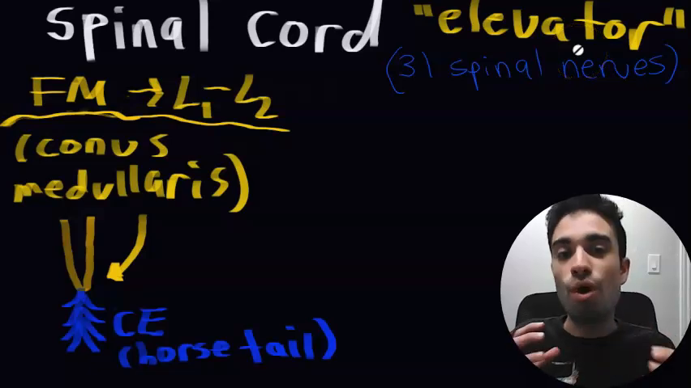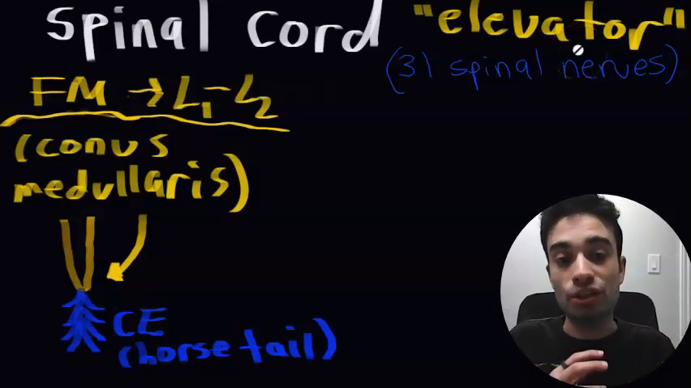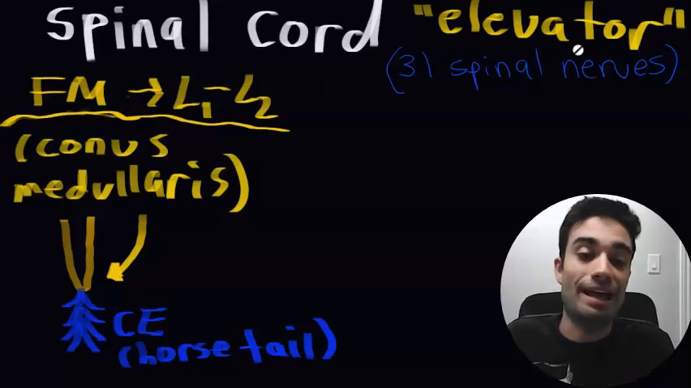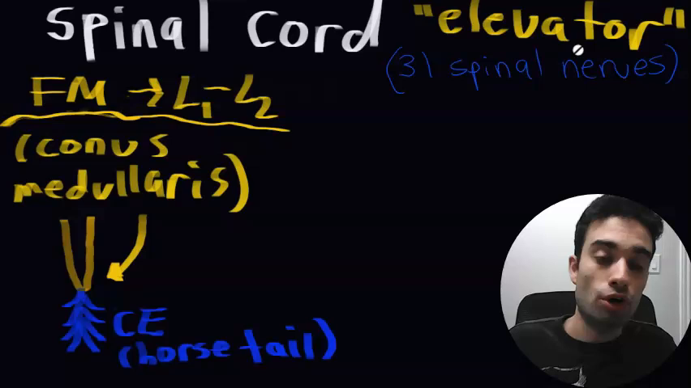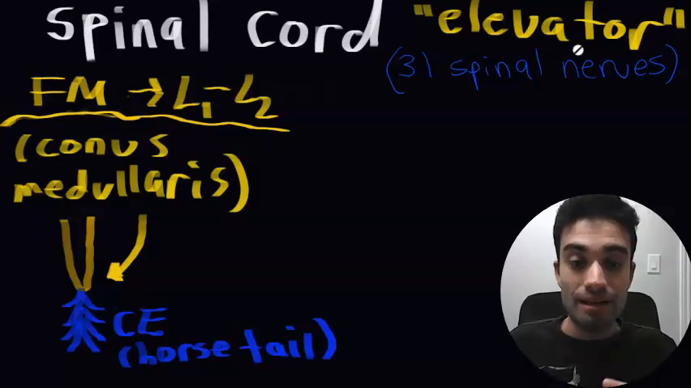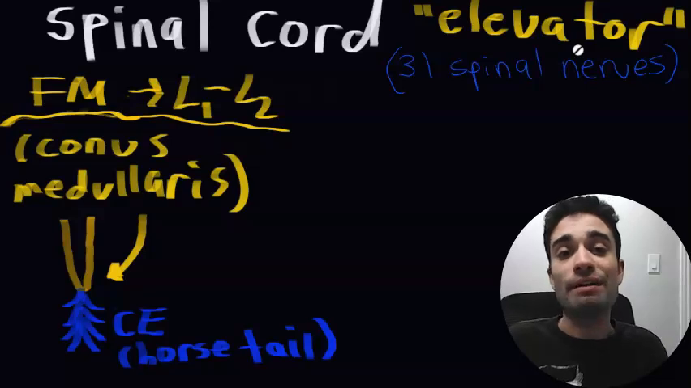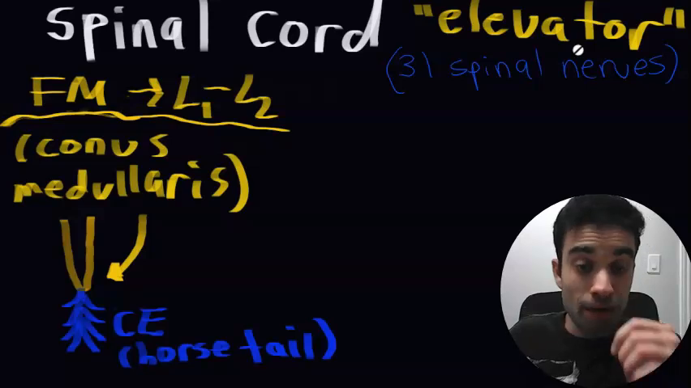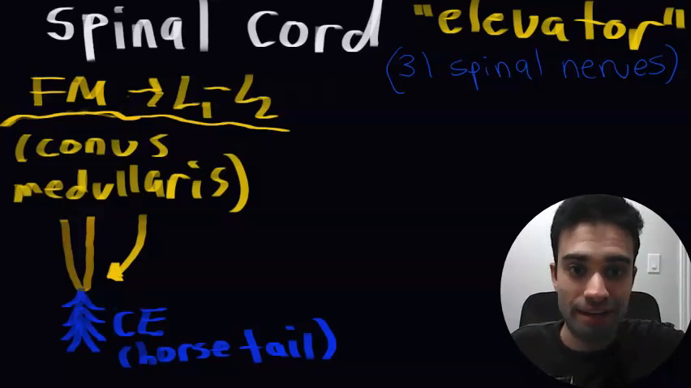Now, the spinal cord is literally like an elevator. There are 31 spinal nerves that enter and exit the spinal cord. So the sensory nerves will enter and the motor nerves will exit. So you have these spinal nerves, you have 31 of them, they're going to enter and exit the spinal cord. So the spinal cord is pretty much like an elevator.